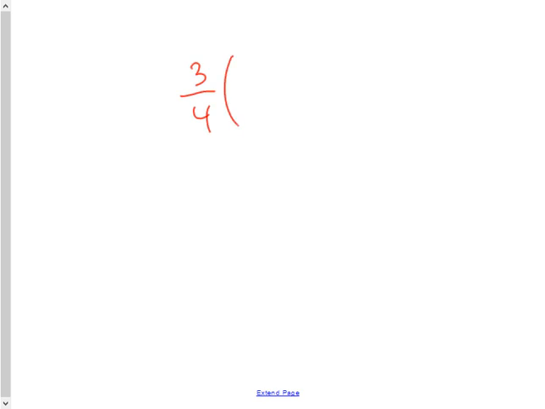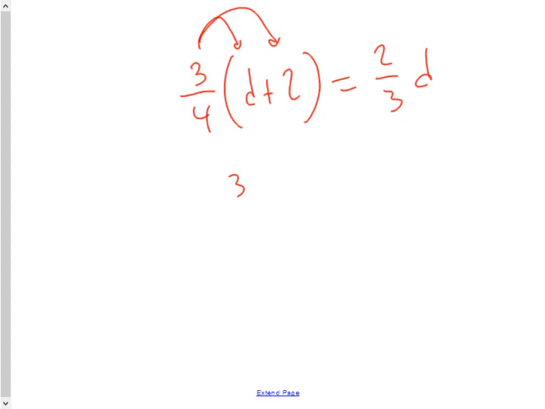3/4 multiplied by D plus 2 equals 2/3 D. First thing I'm going to do is just expand this to be 3D over 4. If you want to see why, you can just multiply it by D over 1. It becomes 3D over 4. And then 3/4 multiplied by 2 is 6 over 4. I'm going to keep it as 6 over 4. I'm not going to change it to 1.5. I'm going to keep it as an improper fraction. Equals 2D over 3.